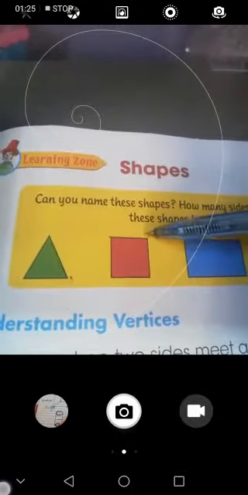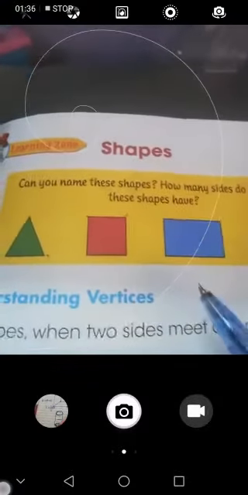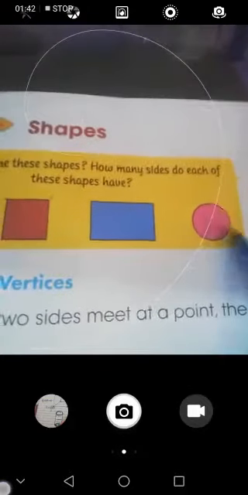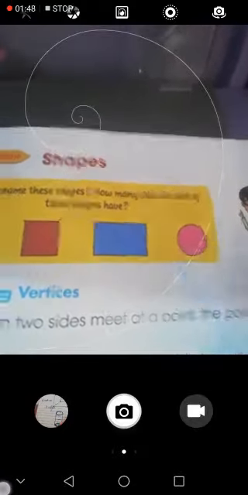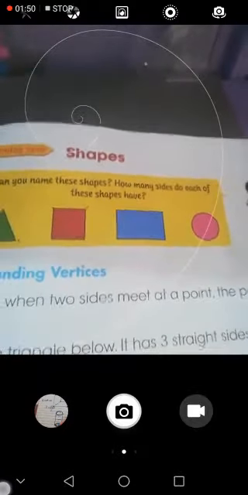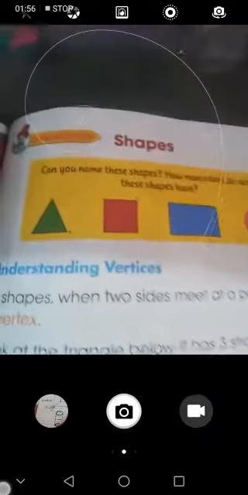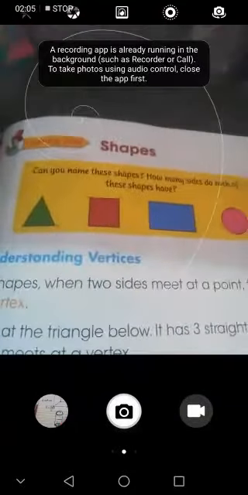How many vertices do these shapes have? 1, 2, 3 and 4. So a square has 4 vertices. Similarly, a rectangle also has 4 vertices. What is this? Does it have any vertices? No. It is a circle. A circle has no vertex. These 4 shapes, triangle, square, rectangle and circle, are two dimension.